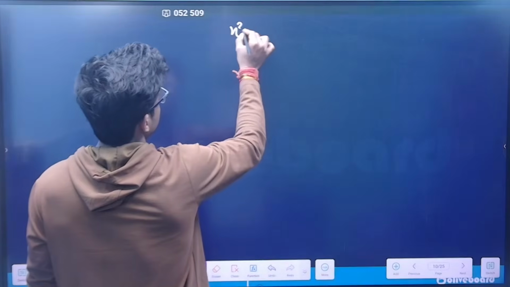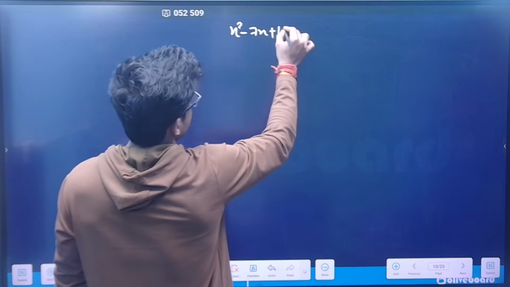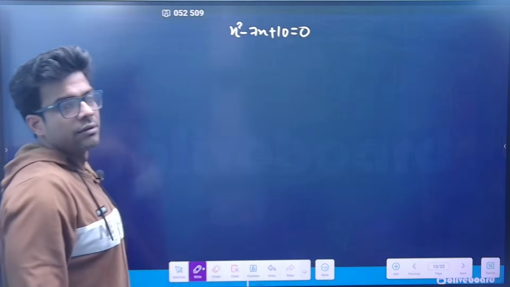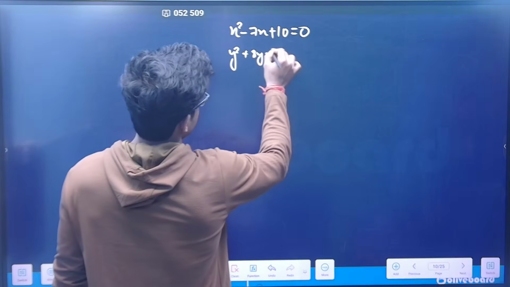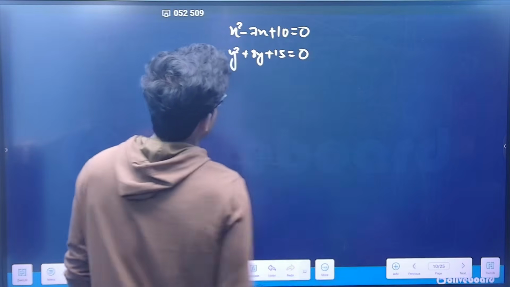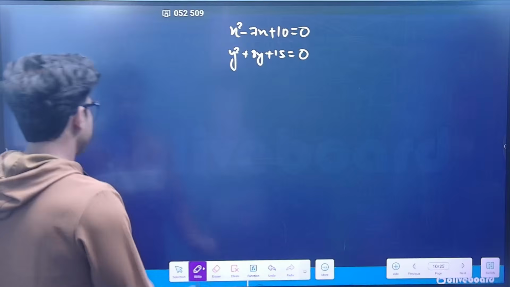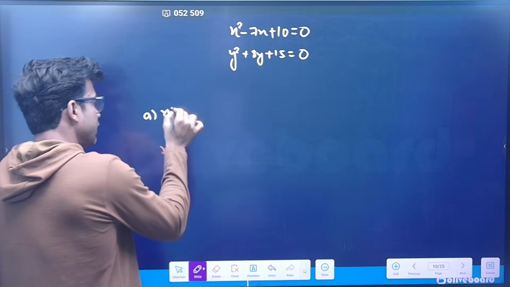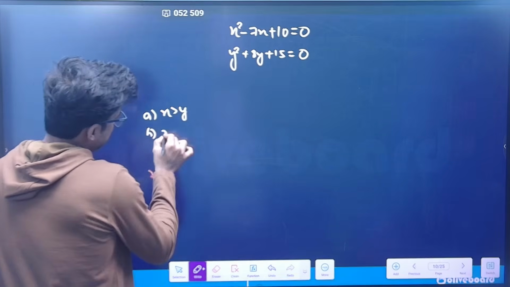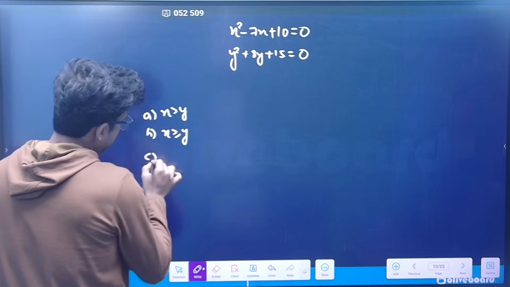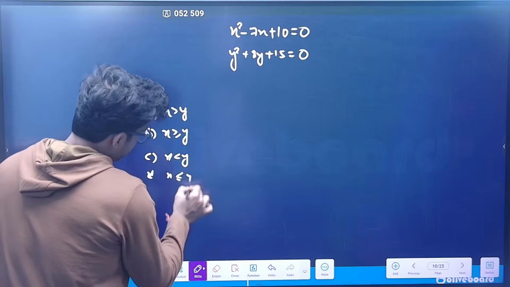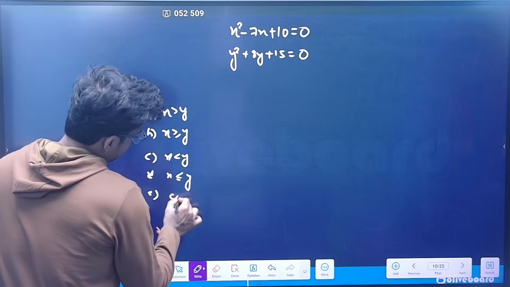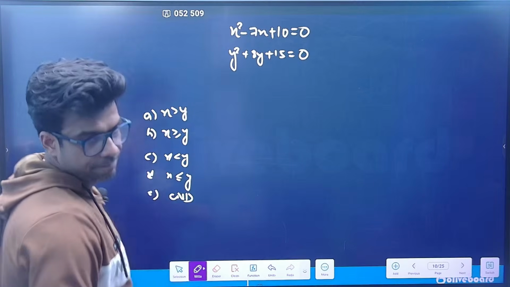X square minus 7x plus 10 is equal to 0 is equation number 1. And equation number 2, write down y square plus 8y plus 15 is equal to 0. Now the options are: A, x is greater than y; B, x is greater than or equal to y; C, x is less than y; D, x is less than or equal to y; option E, C and D. Come on.